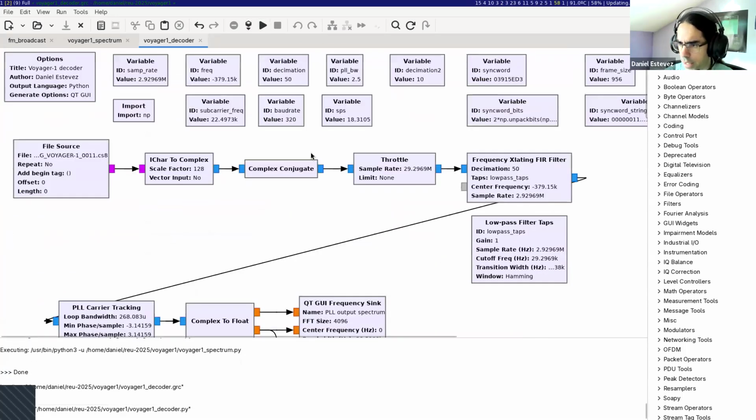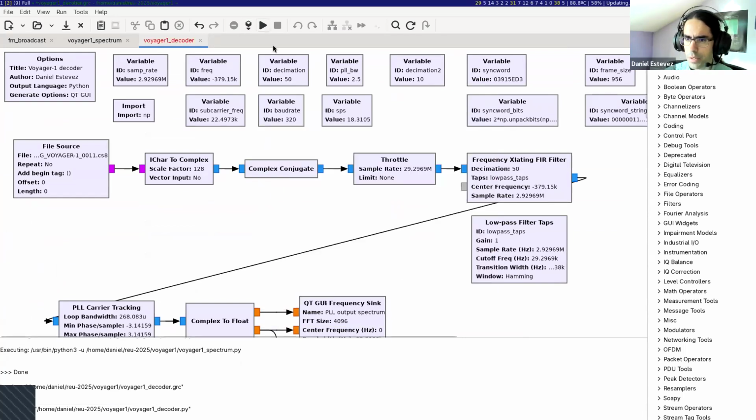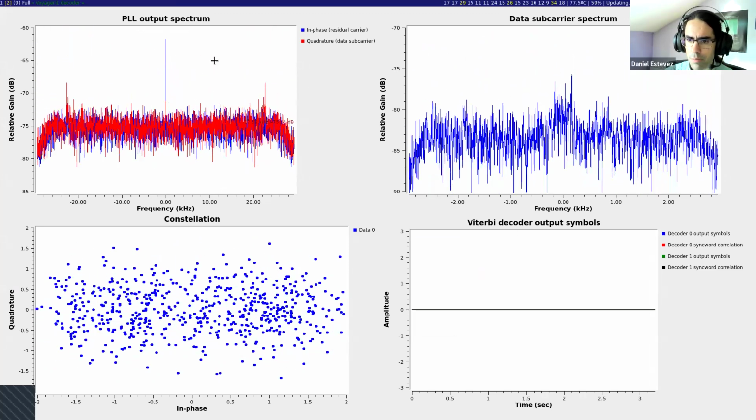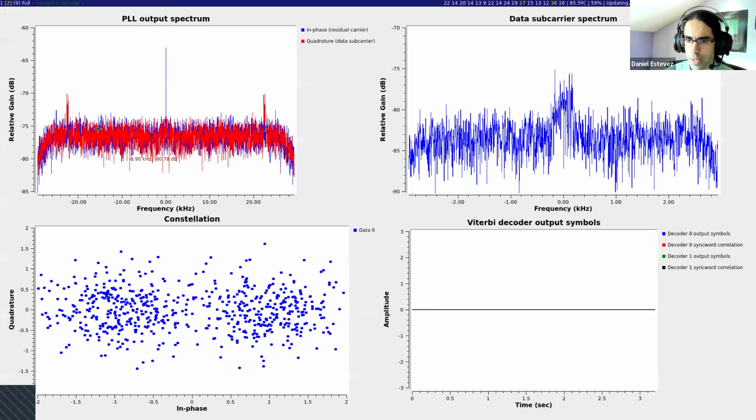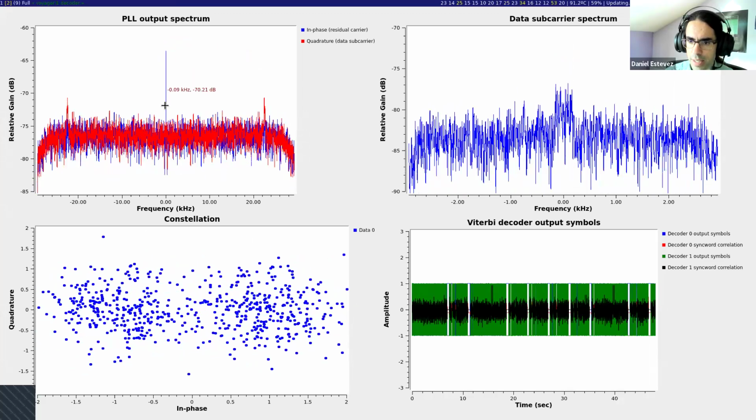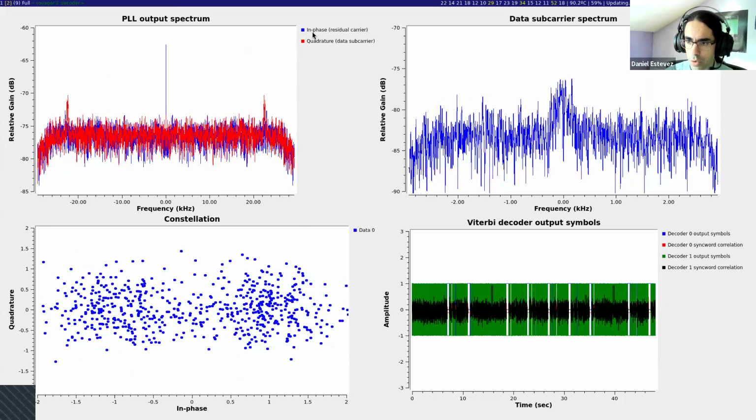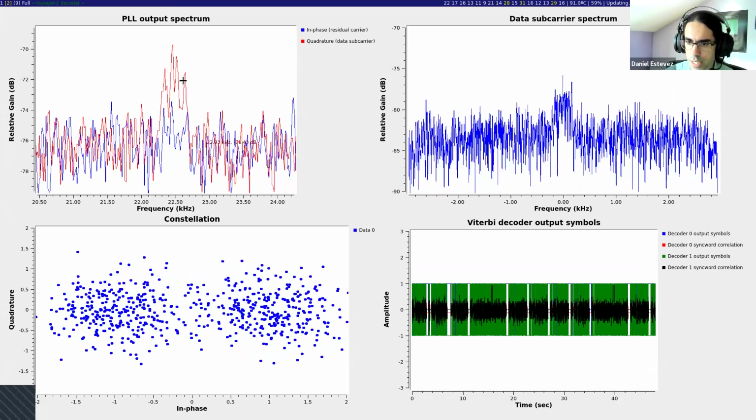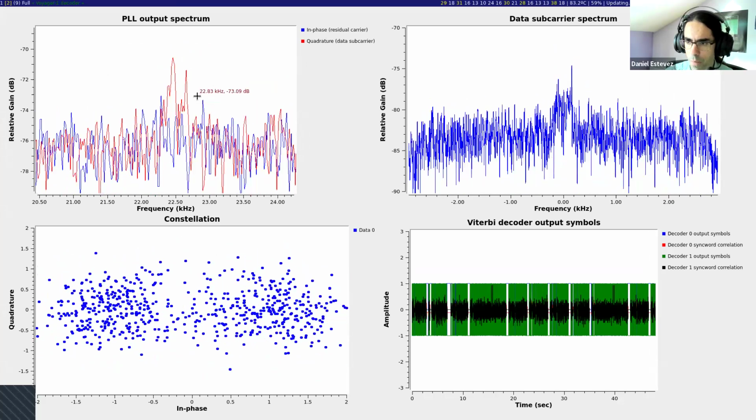Let's run it. On the throttle, I also have this 10 times faster than real time. So let's run it so we can see some plots. This is the output spectrum after the PLL. This is the thing that locks to the residual carrier. And what we can see is that the residual carrier is in blue, that is in the in-phase part or real part of the signal. And the data modulation, if I zoom in, you can see it's red. So the thing in blue is just noise.